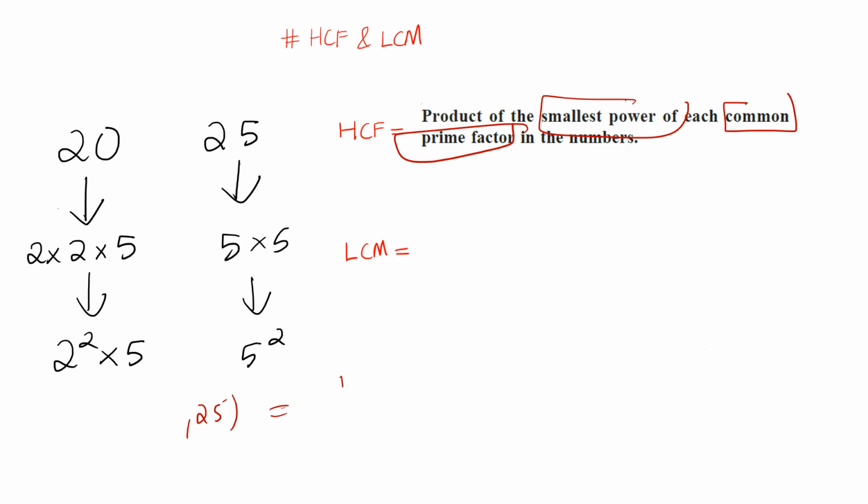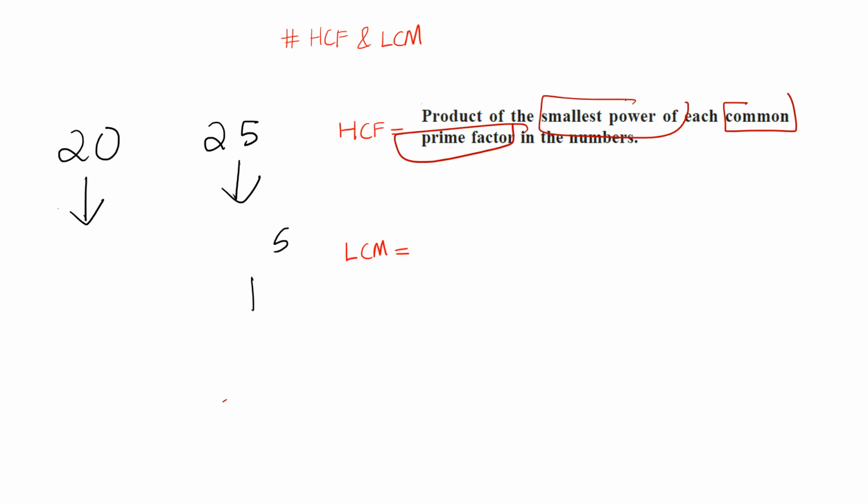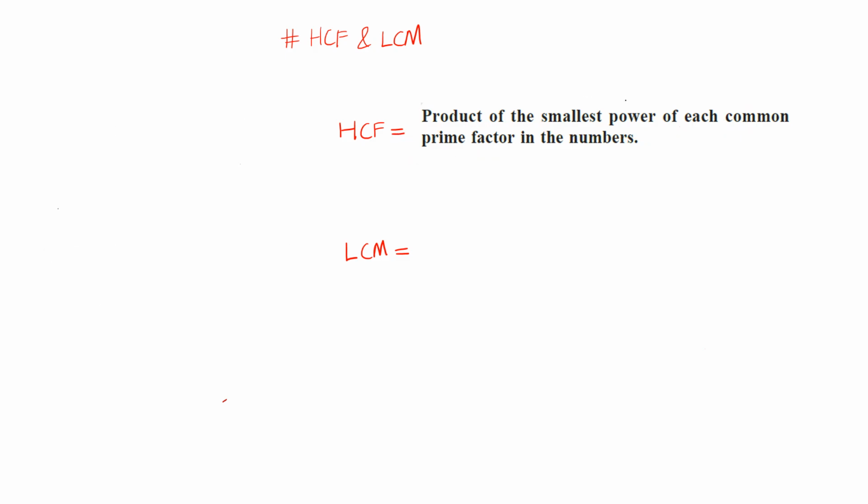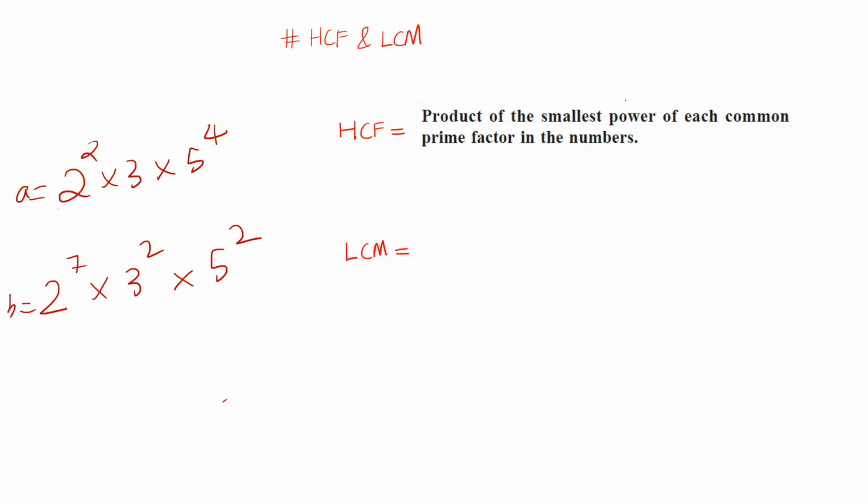Let's take a look at another example. Let me try to give a very big number. Suppose I have a number which is 2 squared into 3 into 5 to the power 4. I have another number which is 2 to the power 7 times 3 squared times 5 squared. So I have two numbers, A and B. What do you think is the HCF of A and B?